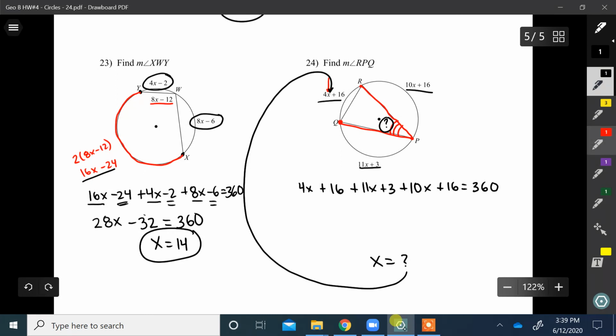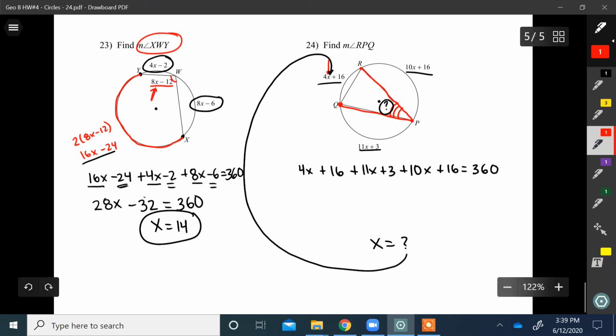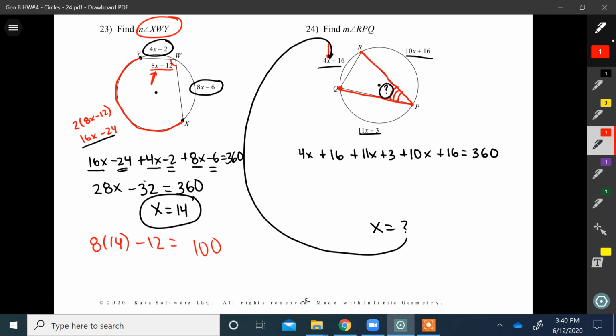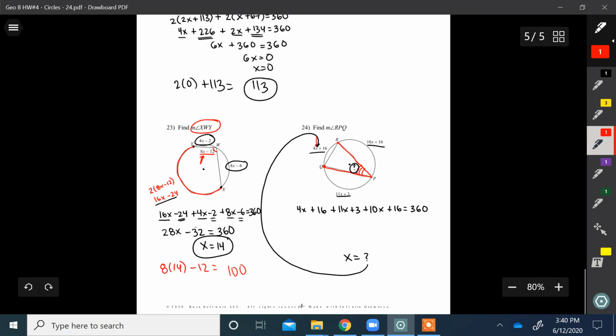Of course, that's not the final answer. I'm looking for XWY, this right here. So I'm gonna plug in 14 in there. So 8 times 14 minus 12 should give me the final answer that I'm looking for. Okay, and that final answer should be 100. Because 8 times 14 is 112 minus 12 is 100. All right, very good, guys.